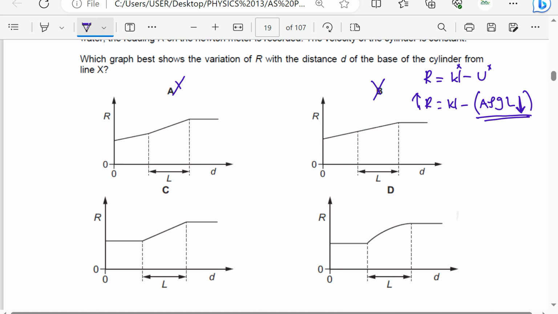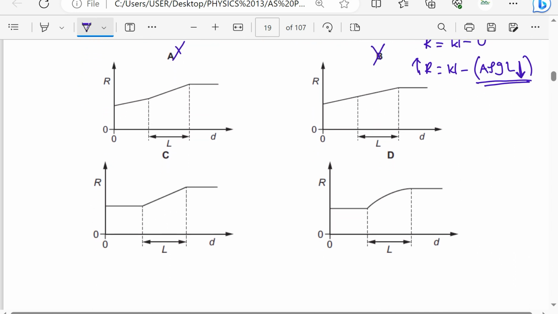So R should be increasing at that point, but then the increase is going to be uniform because L decreases uniformly, so W minus that upthrust increases uniformly. So this should be a straight line, not a curve. So the answer is going to be C. So this should be a straight line because R increases uniformly as L decreases uniformly. So the answer is going to be C.